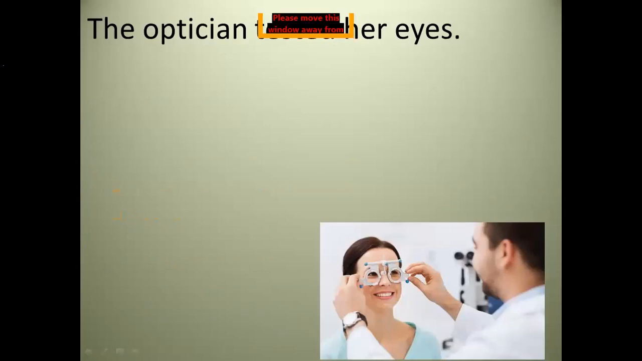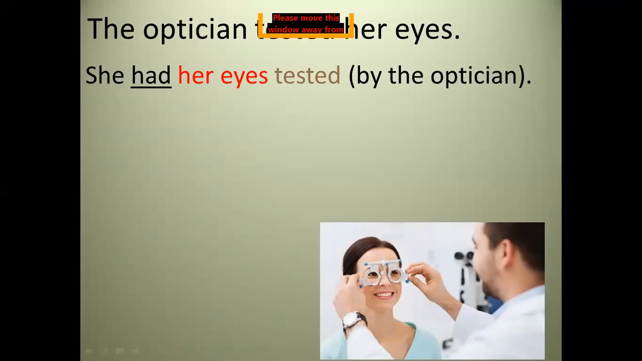The optician tested her eyes. We are starting to make it a bit harder. Okay, Yusuf. She had her eyes tested. Okay, you can say she had her eyes tested. Great, thank you. Use get. Mazen: she had got her eye tested. The tense is past simple, and had got is past perfect.